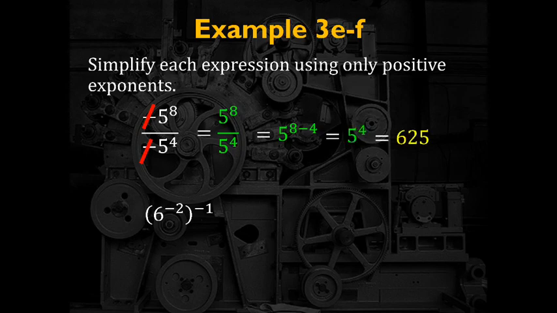Finally, 6 to the negative 2, all to the negative 1. We have a power of a power. We're going to multiply the powers together. So that becomes 6 to the negative 2 times negative 1. Negative 2 times negative 1 is 2, so it's 6 squared, and 6 squared is 36.